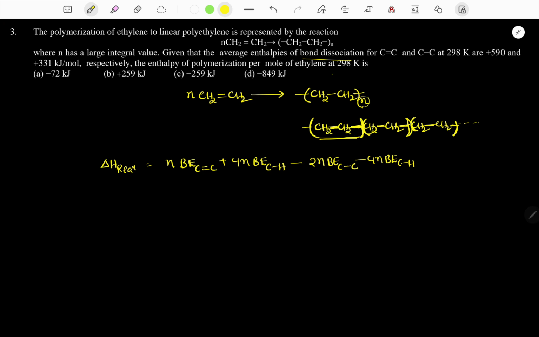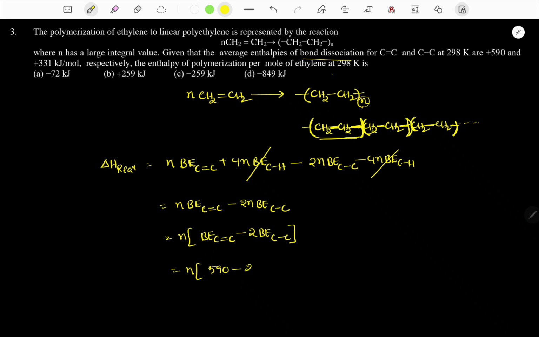So 2 C-C single bonds we have to count. So here, the final answer is n into bond enthalpy of C double bond C minus 2n into bond enthalpy of C single bond C. Therefore n into, bond enthalpy of C double bond C 590 kilojoule per mole minus 2 into bond enthalpy of C single bond C 331 kilojoule per mole, and this value is minus 72n kilojoule per mole.